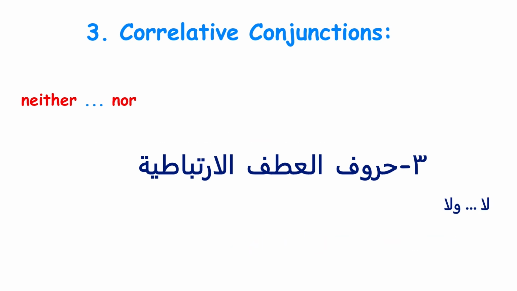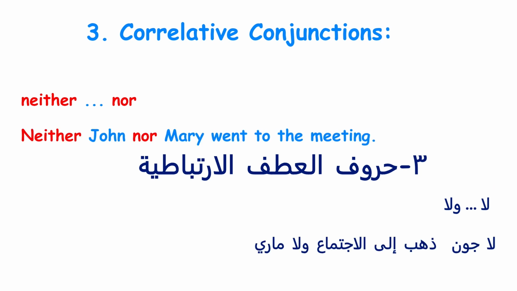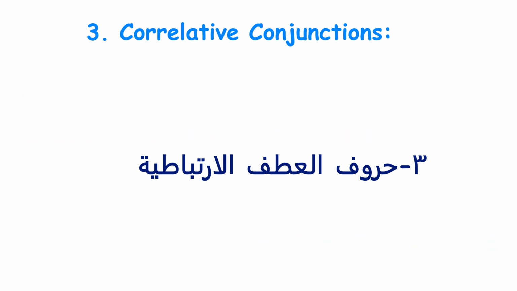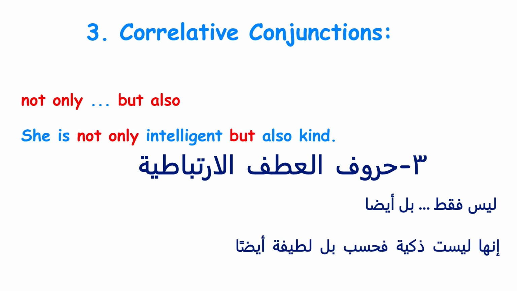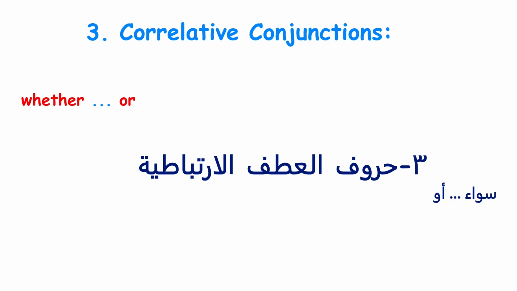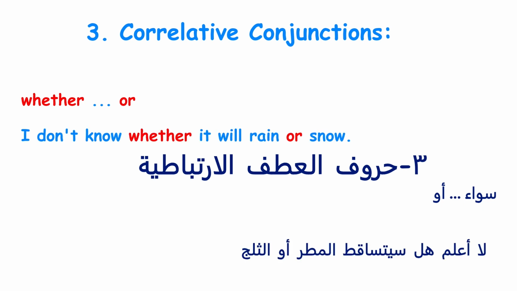Neither... nor. Example, neither John nor Mary went to the meeting. Not only... but also. Example, she is not only intelligent but also kind. Whether... or. Example, I don't know whether it will rain or snow.